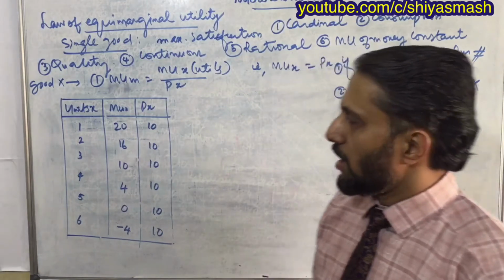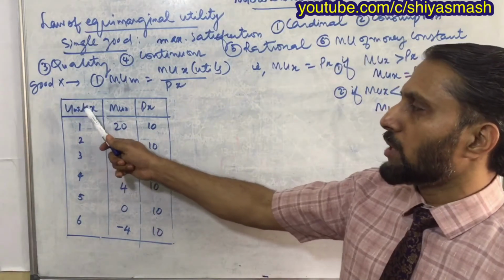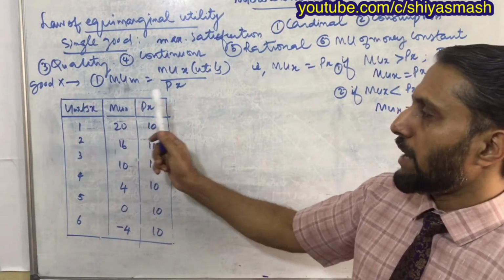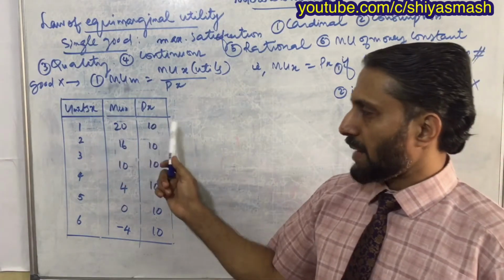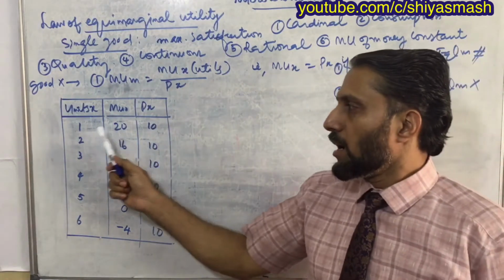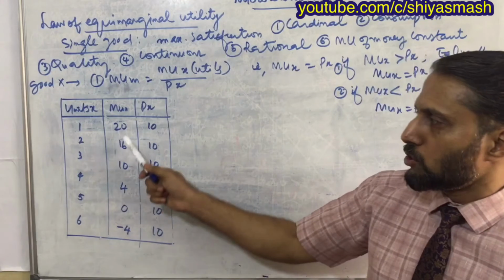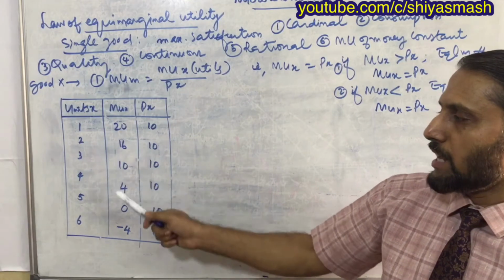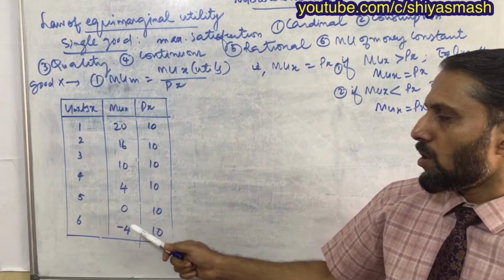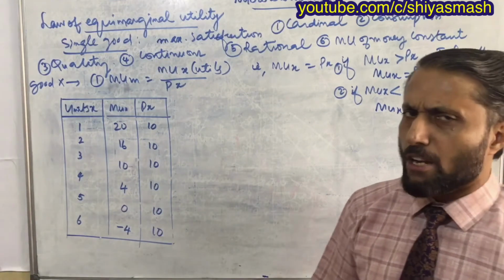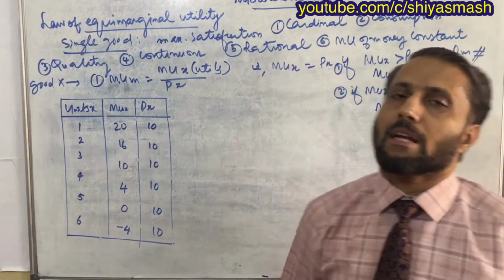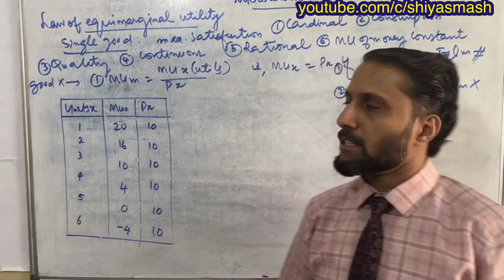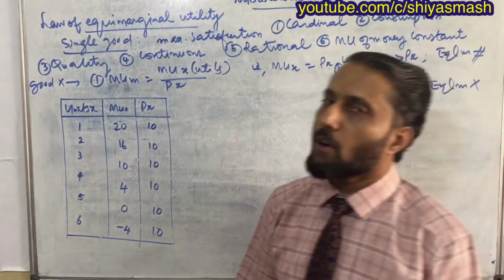Listen, see this one. The table consists of 3 columns: unit of commodity X, MU of X and price of X. Price remains constant, not changing. 1, 2, 3, 4, 5, 6 units consumed. MUX is shown there. First unit MU 20, then 16, 10, 4, 0, minus 4, or minus any number we can write, no problem in this regard. Anyway, satisfaction diminishes. Utility diminishes. That's the concept.